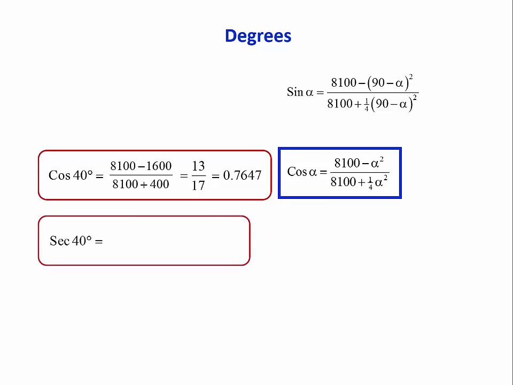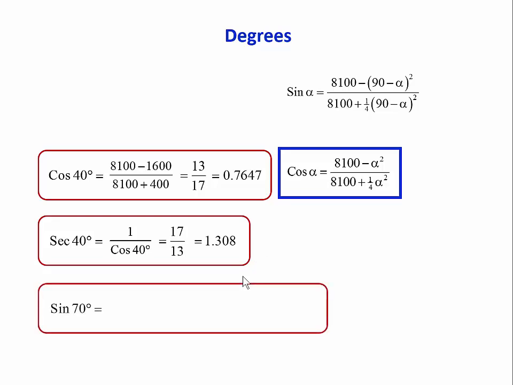If you wanted sec 40, it's just 1 over cos 40, so it would be the same calculation as here, but the fraction we get will be upside down, so it's 17 over 13, which again is easy to work out. And if we want sine, well, that's okay, we can get sine from this formula as well, because the sine of an angle is the cosine of the complementary angle. So sine 70 is just cos 20, where 20 is 90 minus 70. So we put 20 in our formula and we work that out and we get the answer.